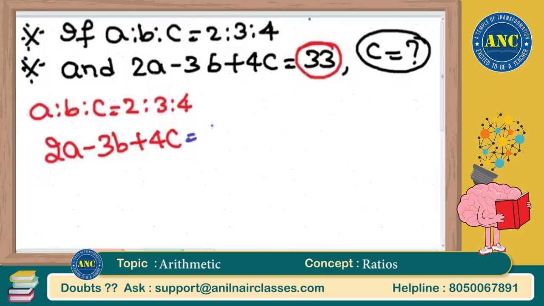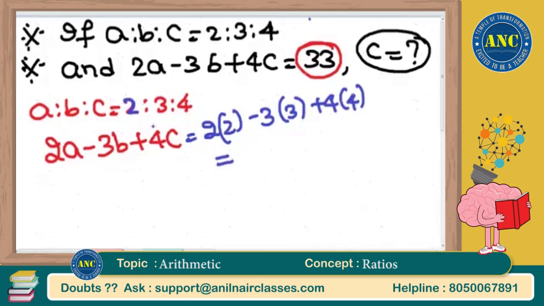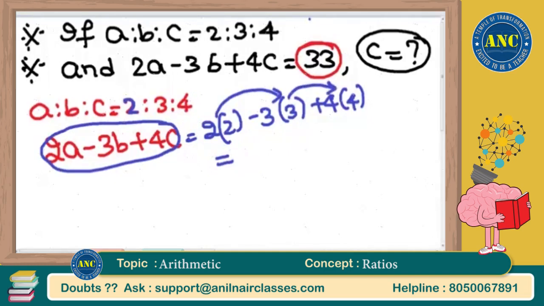First, 2 into A value according to ratio is 2, minus 3 into B value is 3, plus 4 into 4. That means according to ratio 2A minus 3B plus 4C is 4 minus 9 is minus 5 plus 16 is 11. According to ratio it is 11. According to question it is 33. 11 into 3 is 33. That means multiplying factor is 3.